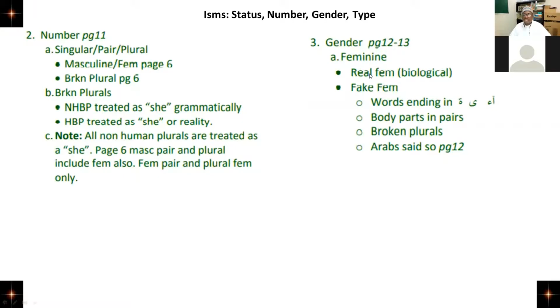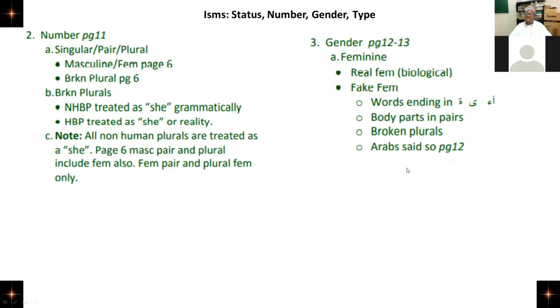Every ism is masculine in gender, except if it is originally feminine or biologically feminine, or if it's the fake feminine. And the fake femininity can be determined by the end of the word, if it has a ta or an alif, or if it's a body part in pair, broken plurals, or if the Arabs say so. That means if Arabs determine that the word is feminine, then it is feminine, or any of these other reasons. Else, the word is masculine.